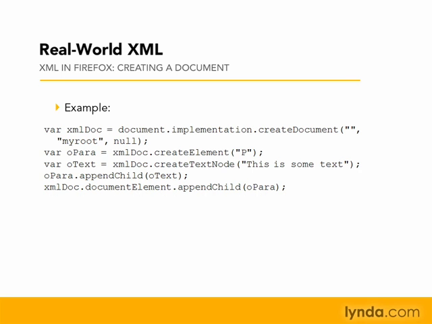And if we were to look at this in XML text form, the result would look like this. We'd have myRoot, because that's the root tag that we passed into the createDocument function, and there's our paragraph tag, and this is the string, this is some text. So this is an example of how you can create XML right in Firefox.